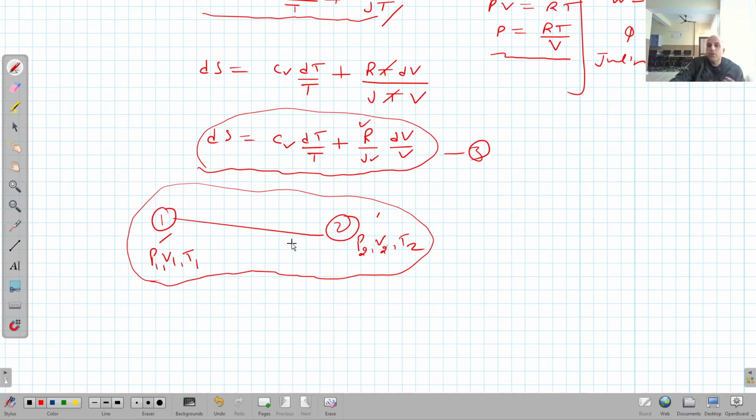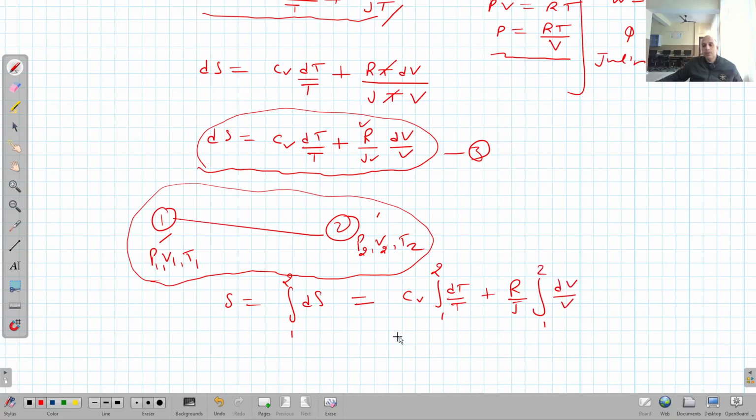Now if we want to find out the total change in the entropy of this gas, then we have to do the integration within these limits. I mean S will be equal to integration 1 to 2 dS. Clear? State 1 to state 2, that is equal to the integration of the right hand side. Cv is constant, so Cv dT upon T from state 1 to state 2, plus R upon J, again it is constant, so I took it outside, integration 1 to 2 dV upon V. So this is the integration of this equation number 3.